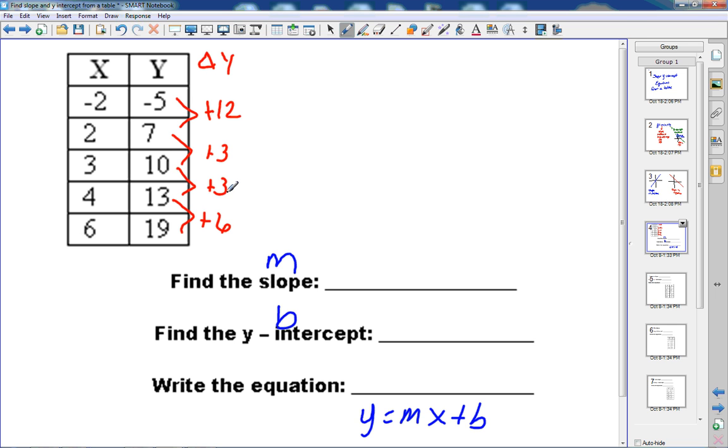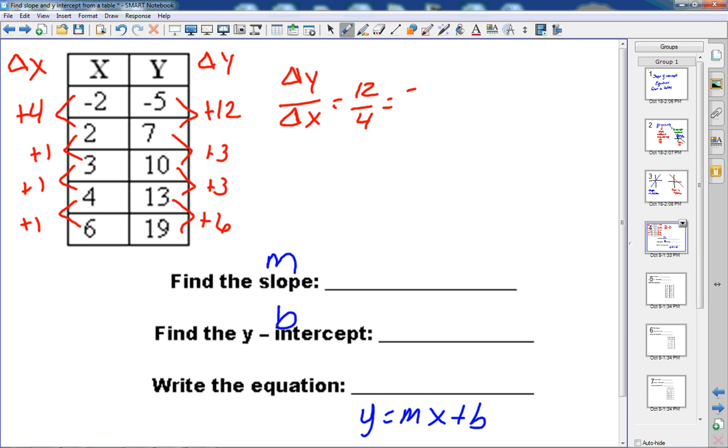Well, all of these aren't the same, but that's okay because I have to do delta x, the change in x. This is plus 4, plus 1, plus 1, plus 1. So now I need to do the change in y over the change in x. I have 12 over 4, that's 3. I have 3 over 1, that's 3. I have 6 over, oh, I messed up. Look right here. That should be a 2. I hope you caught that. 6 divided by 2, that's 3.